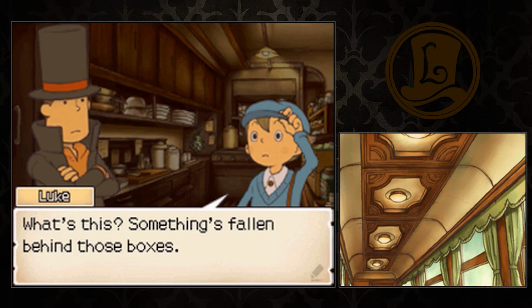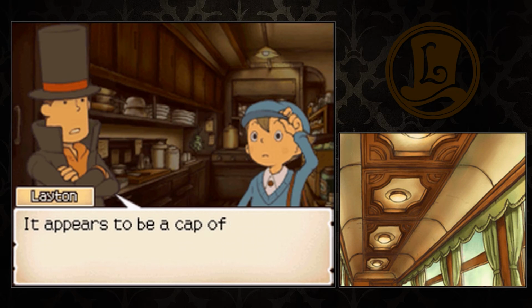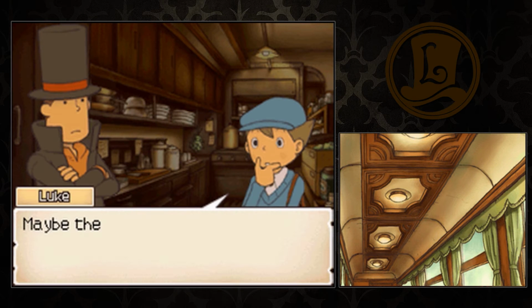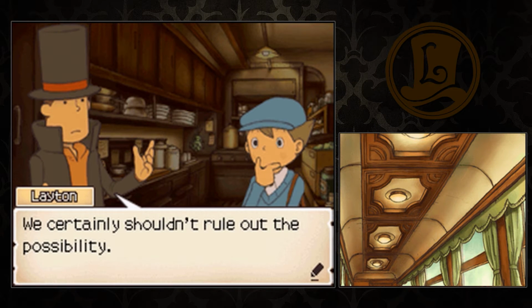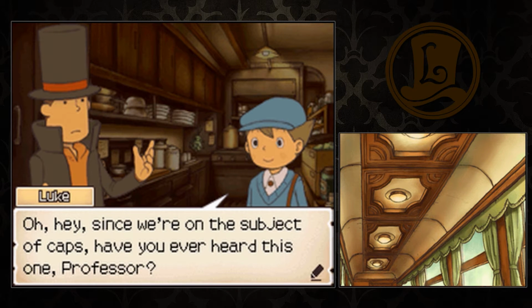What's this? Something's fallen behind these boxes. It appears to be a cap of some sort, but I don't think I can reach it from here. Maybe the cap belongs to Tom. We certainly shouldn't rule out the possibility. Since we're on the subject of caps, have you heard of this one, Professor?